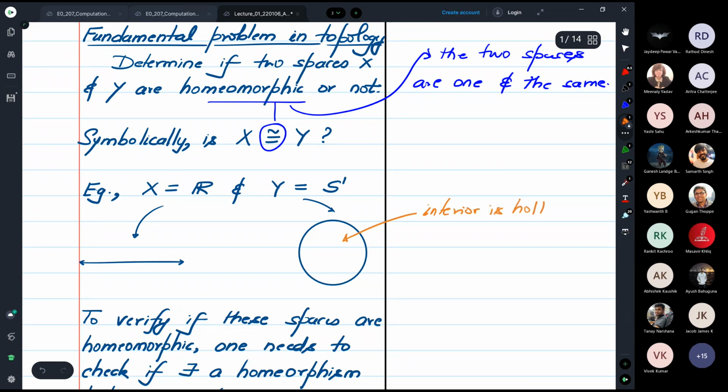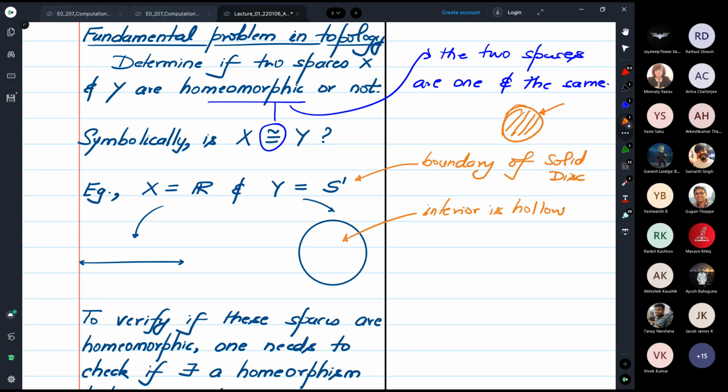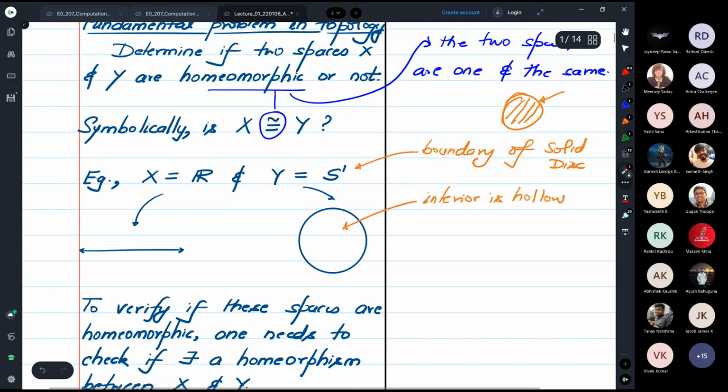Another way to look at S1 is that it is the boundary of the solid disk. You know the solid disk, right? You draw this solid disk and you take the boundary of this solid disk, whatever that is. That is what S1 is. So the question that we are asking is whether this space and this space are homeomorphic or not.